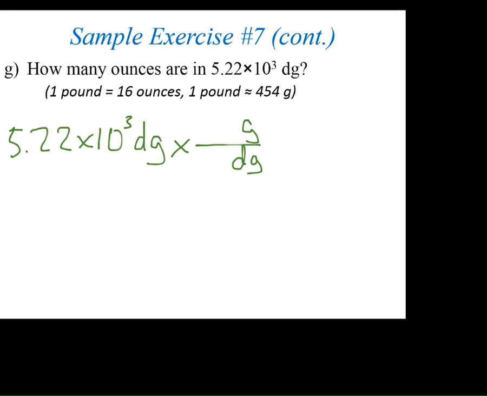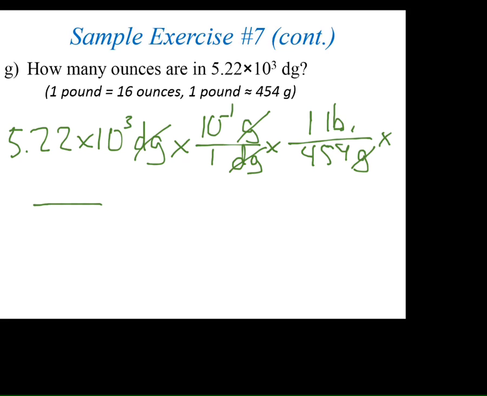Deci means 10 to the what? Negative 1. Okay, so will that go on the bottom with the deci or on the top with the gram? Top, right? Opposite of wherever the deci is. So 1 decigram is 10 to the negative 1 grams. So decigrams cancels. Now I'm in grams, so I need a conversion that has grams down here. There was one given to me: 1 pound is 454 grams, so I'll do that one. So now my grams cancels. I'm going to keep going.